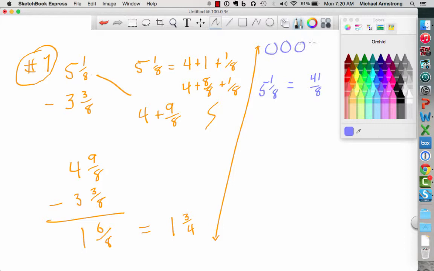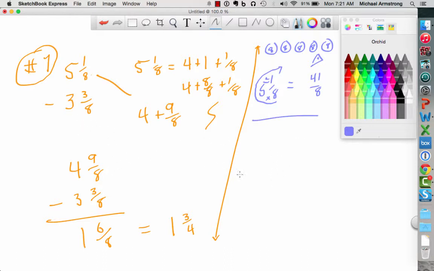Now there's a couple ways to do that. You can draw your 5 pizzas, and remember that there's 8 in each one. Multiply that. 5 times 8 is 40, plus your 1 leftover slice makes 41. Or you could just multiply 8 times 5 plus 1 to get 41.